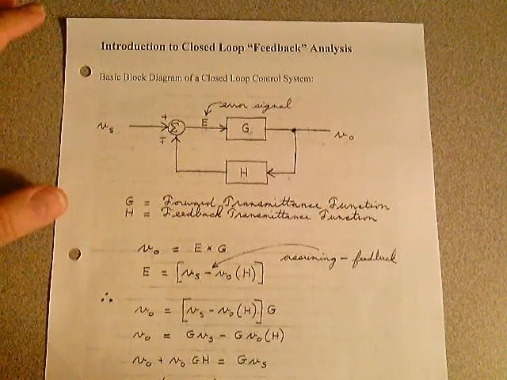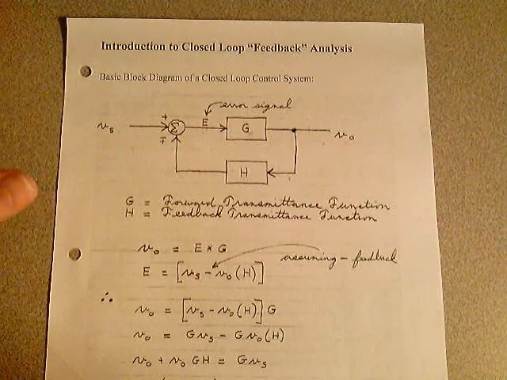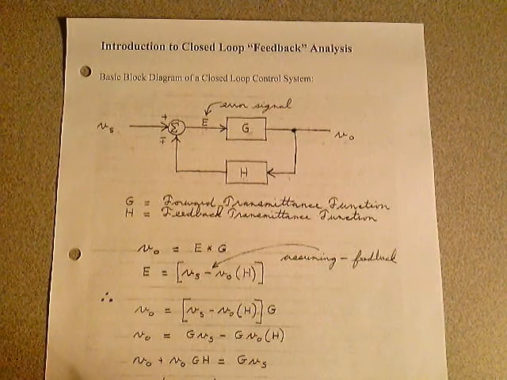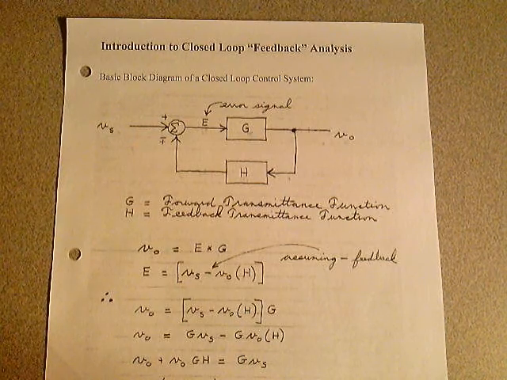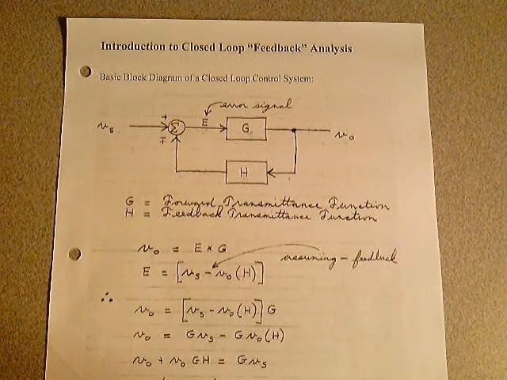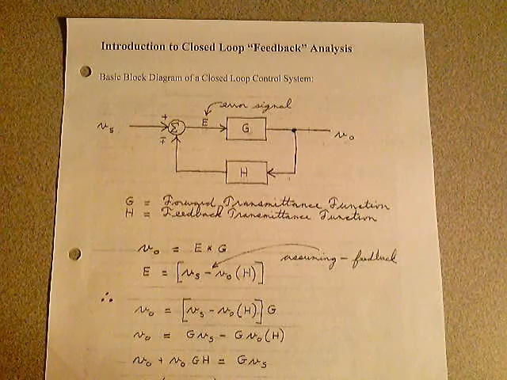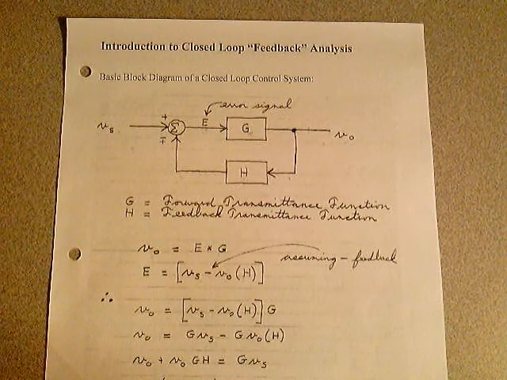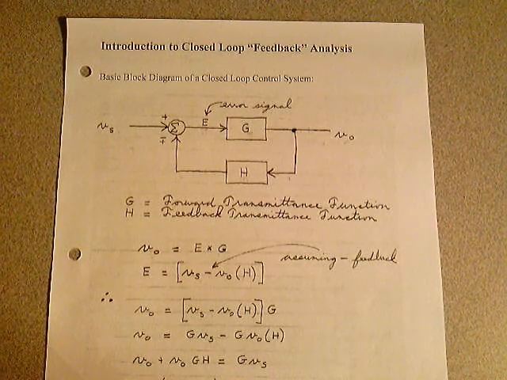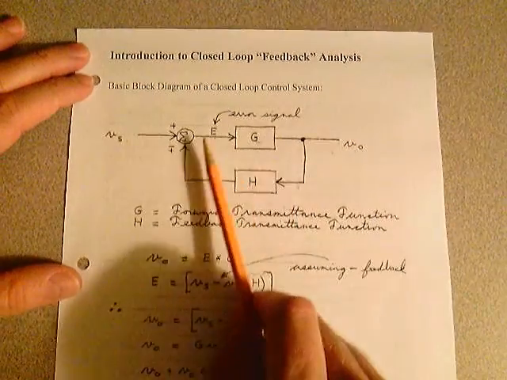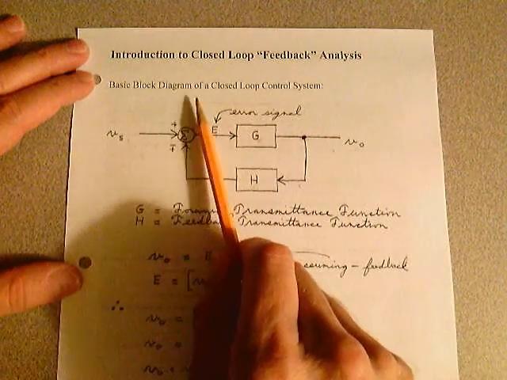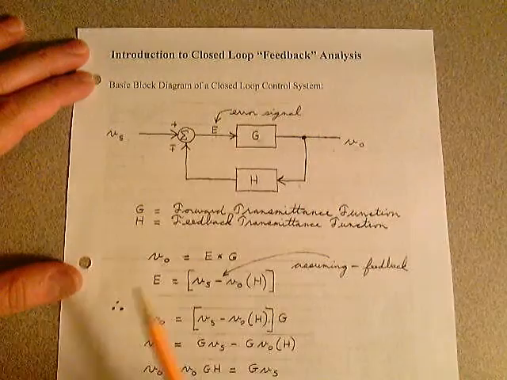Before we start Chapter 4, I want to talk about closed loop feedback analysis a little bit. You're going to see this in other courses, and I want to introduce it to you in this course, and this is a perfect chapter to do that. What we're looking at here is a basic block diagram of a closed loop control system.